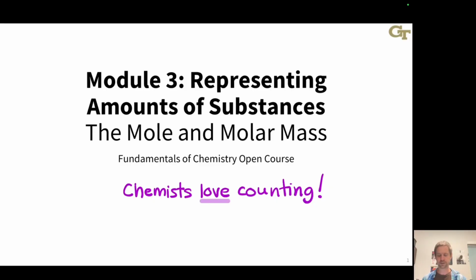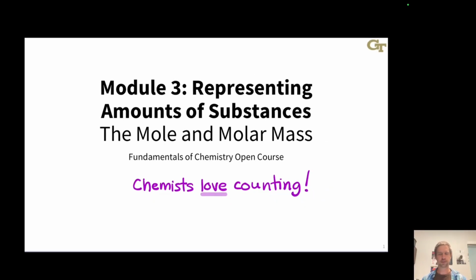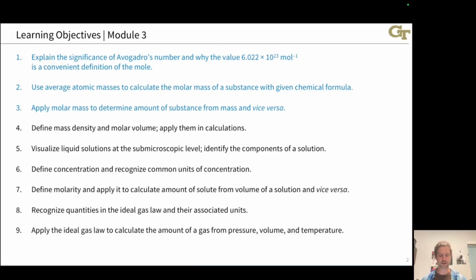So in this first section, we're going to focus on the first couple of learning objectives here. We're going to talk about the origins of the mole and why Avogadro's number, probably the most famous number in chemistry, has the value that it does. We'll talk about average atomic masses and learn how we'll use those to calculate the mass of a single molecule for a molecular compound, for example, and then what we'll call the molar mass. And then we'll apply molar mass to go from the amount of a substance in moles, the number of molecules essentially in that substance in moles, to the mass, and vice versa.